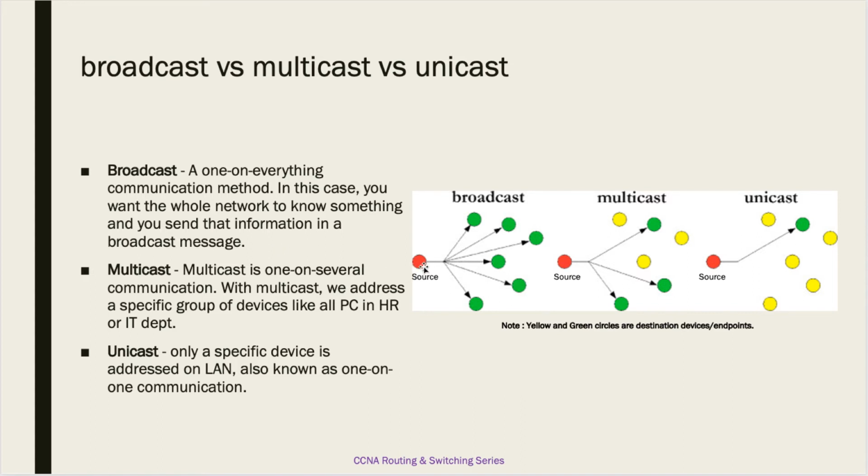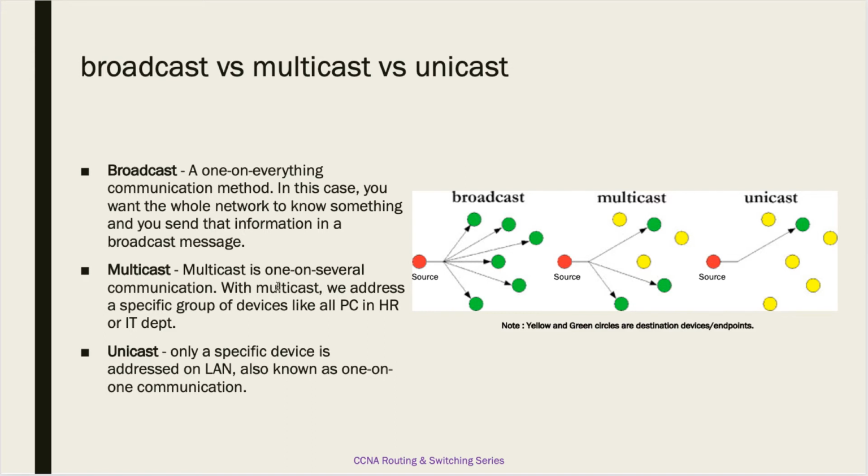That means there is a single source, and whoever the receivers or interested parties or destinations are, the source is sending the same information to all the destinations at the same time. And that's what is called a broadcast. Again, broadcast is a one-to-everything communication. There's one source and all of these are destinations. In this case, the green and yellow indicate our destination devices.